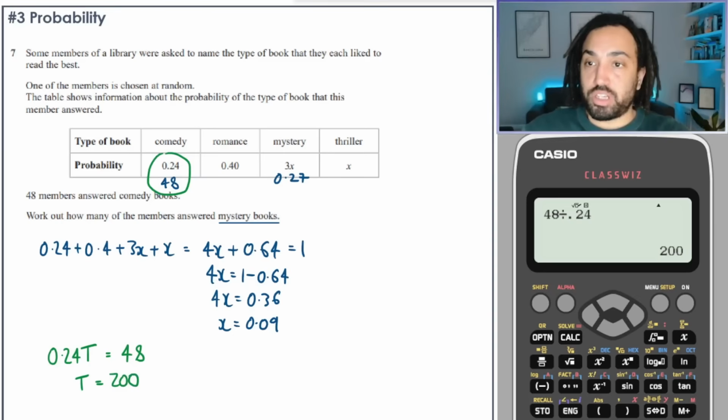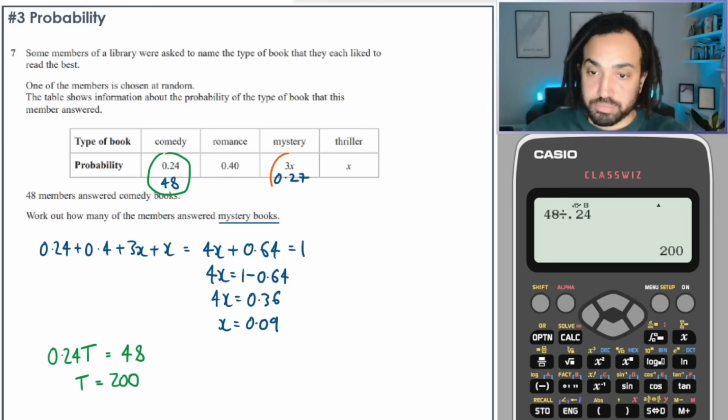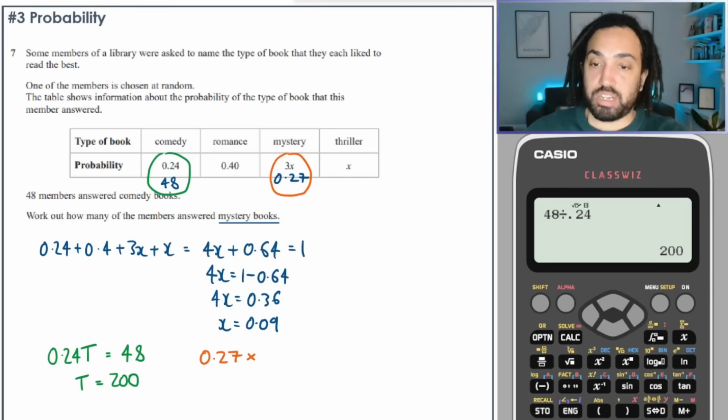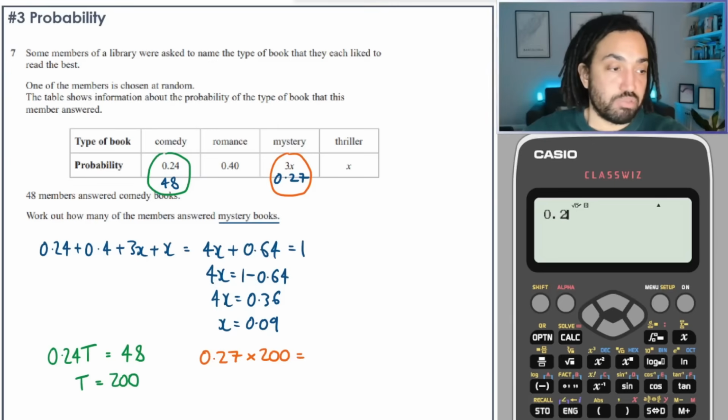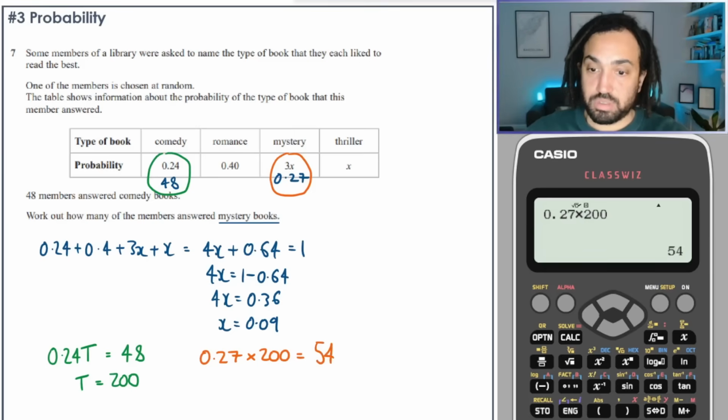And now, going over to the mystery book, if I do 0.27, that's the probability that people like mystery, times the total number of people that took the survey, we should get the number of people who liked mystery books. And this is going to give us 54. Bosh.